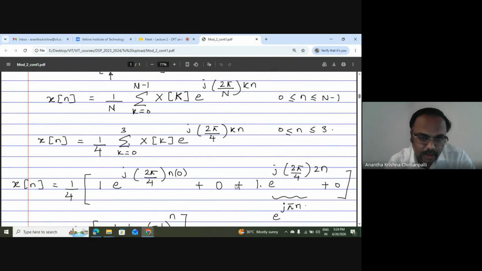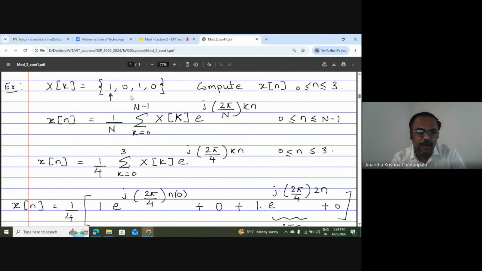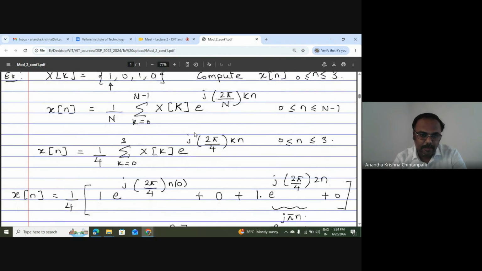What you do, you expand the summation with respect to k. So the values here are 1, 0, 1, 0. So that means that the k is equal to 0 and k is equal to 2 terms will be there, right? K is equal to 0 term would be there here, so this is going to be 1. K is equal to 0, this is always obviously going to be 1. K is equal to 1 term is 0, so this is going to be 0.